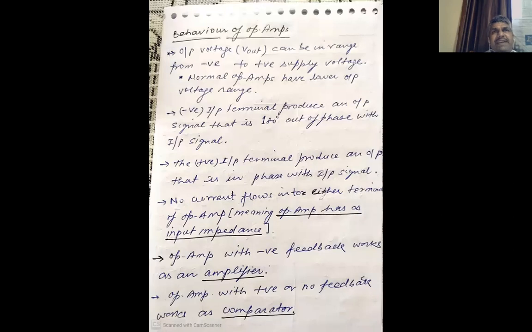The very next topic is the behavior of the operational amplifier. The output voltage can be in the range from the negative to the positive supply voltage. That is, the output voltage always lies between these two supply voltages, but normally it is less than the negative and positive supply voltages.